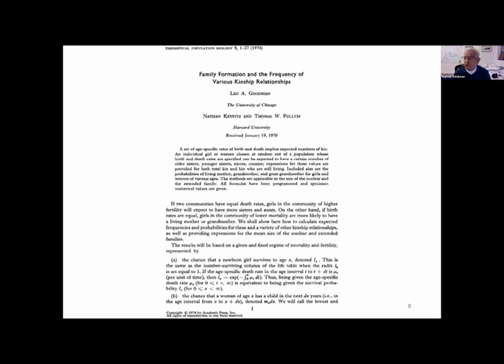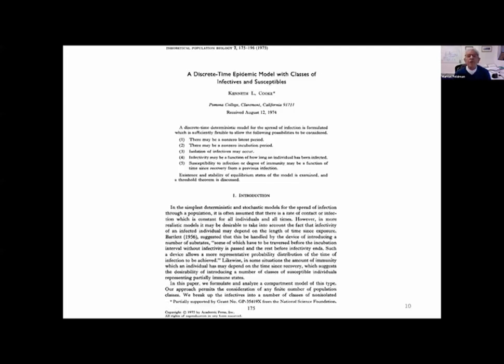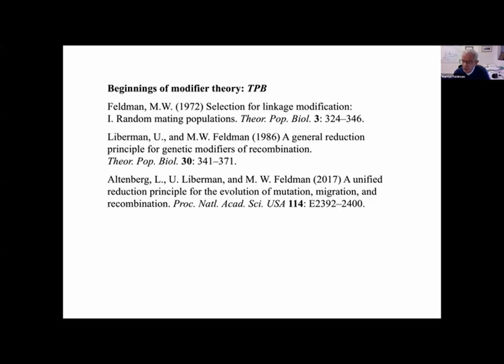Leo Goodman and Nathan Keyfitz, very famous demographers, perhaps founders of how we look at demography today. Robert MacArthur, founder of modern theoretical ecology, published in TPB. Ken Cooke, who was very eminent in the field of mathematical epidemiology, published in TPB. In those early days, the number of eminent people who were interested in having their theoretical work exposed via TPB was very important. In addition, from a personal point of view, these are the important things that have really been important to me anyway.